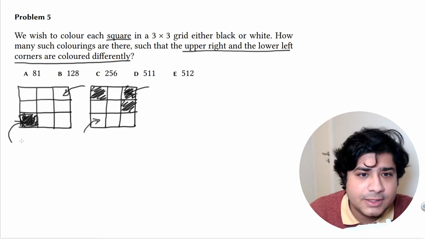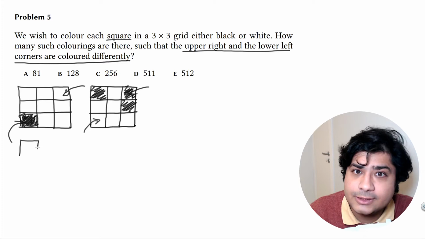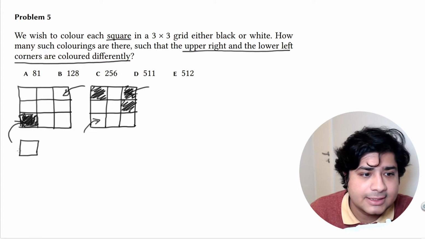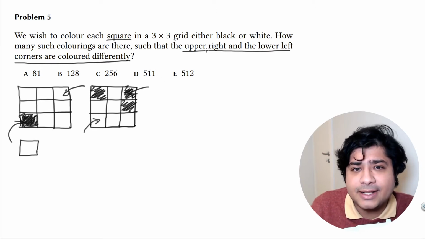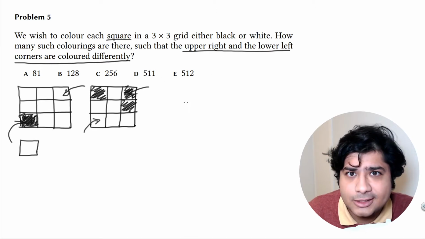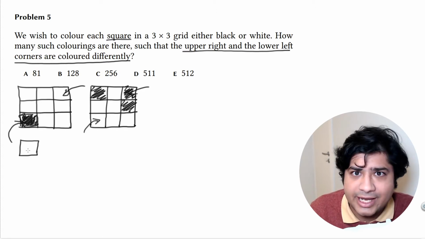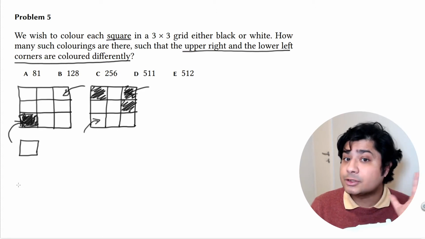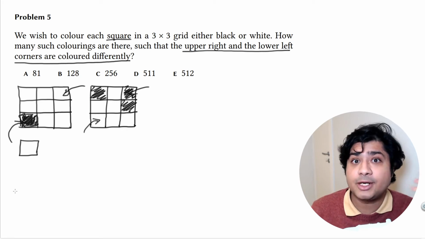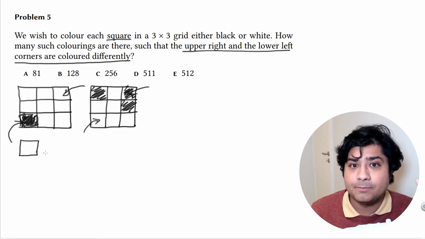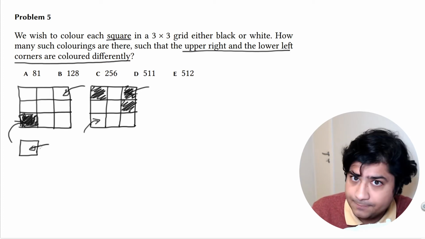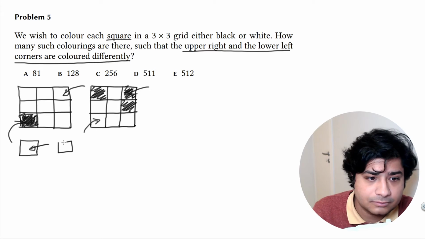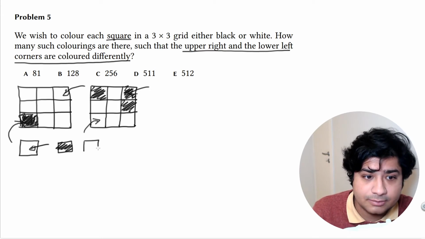So I'm going to turn this into a 1x1 grid, and that obviously just has one square. All right, so let's forget about the upper right and lower left, because that's not something you'll have when you only have one square. Let's just ask what are the different possibilities if they can either be colored black or white. Well, in the case of one square, it can either be black or it can be white. There are 2 options, 1, 2.